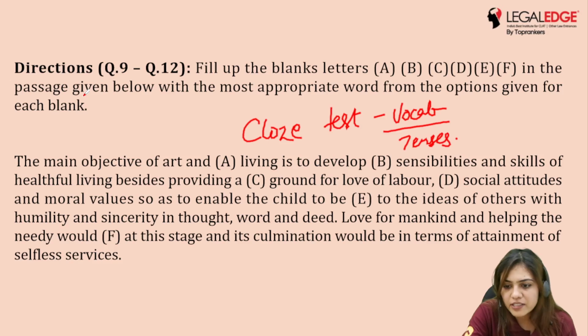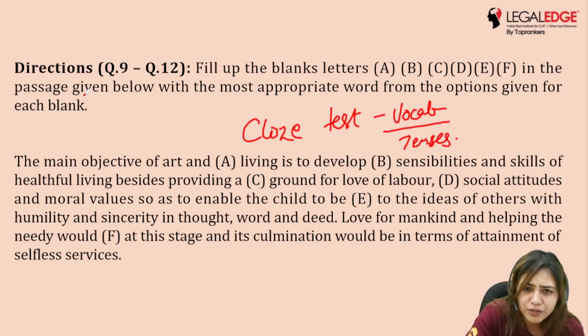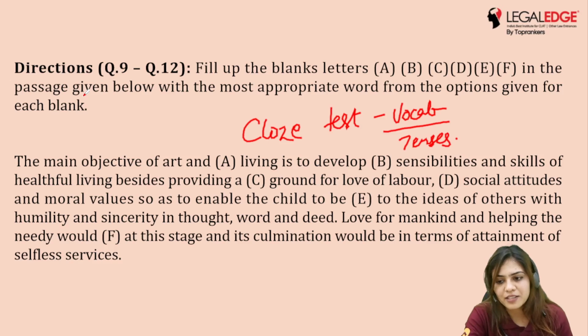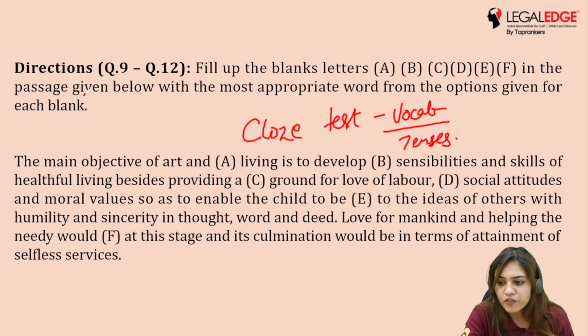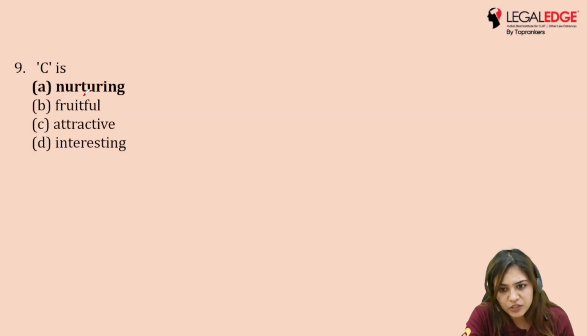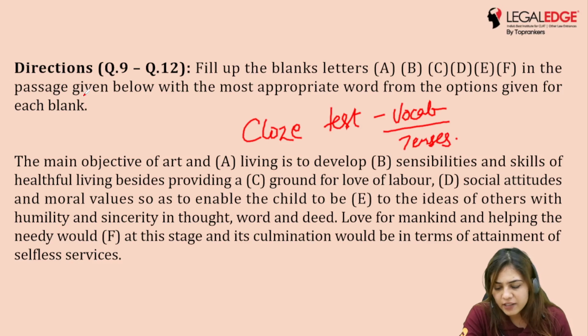Attractive और interesting तो यहाँ पे हो ही नहीं सकता है because attractive generally is related to characteristics और appearance, right. तो यहाँ पे उस चीज़ की तो बात नहीं हो रही है ना, और love of labor interesting कैसे हो सकता है. So obviously the answer that fits in here is a nurturing ground for love of labor. Let's see the next option. A is the answer. Option D, we are supposed to find out the answer for option D.